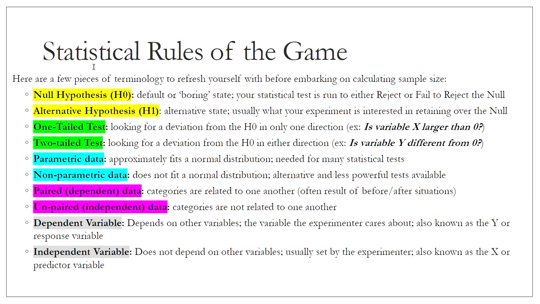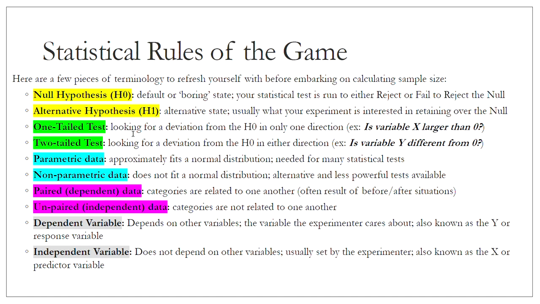We call it statistical rules of the game, just a few pieces of terminology to refresh yourself, so we're all using the same information, right? The null hypothesis is the default or boring state. Your statistical test is run to either reject or fail to reject the null. We then have the alternative hypothesis, which is H1 or also HA, and it's the alternative state, usually what your experiment is interested in retaining over the null. So your alternative is normally what you maybe hope is happening or what you think might be happening, and your null is just that default of they're equal, there's nothing happening, there's no relationship.